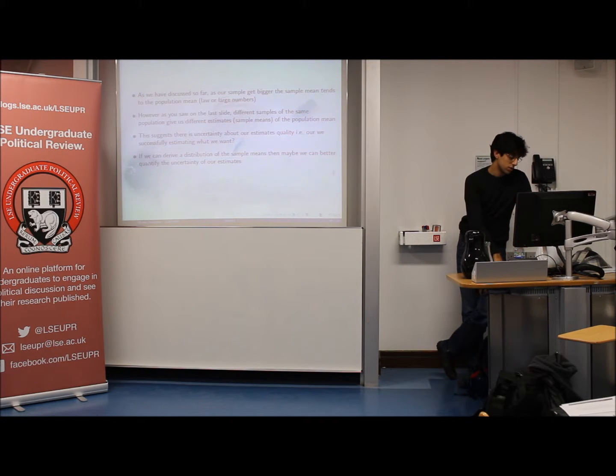Yeah, so just as I was saying, there seems to be uncertainty about our estimates and the quality of our estimates. So we're going to try to use this variation to construct a distribution and then use it to quantify our uncertainty.